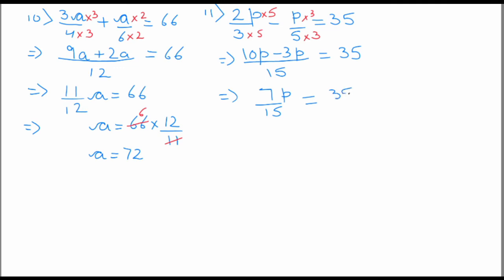35. Now we'll take this number to the right hand side, and 35 multiplied with 15 over 7. Now 7 can be divided with the 35, 7 5s are 35. And the value of P will be 5 15s are 75.